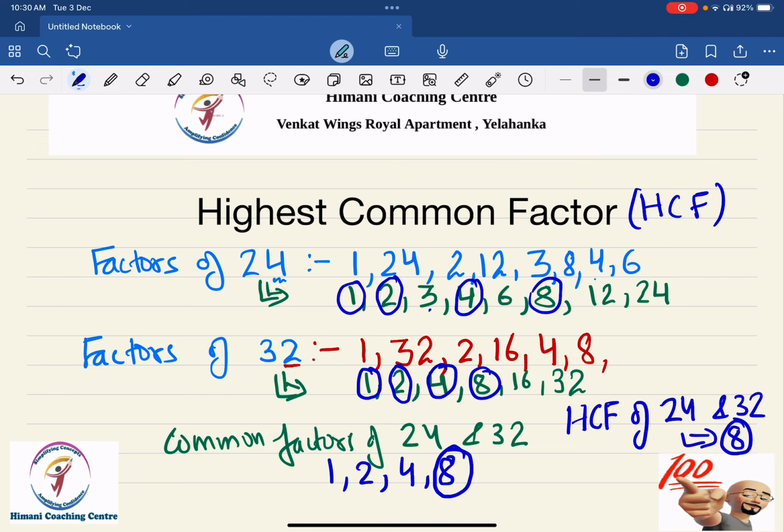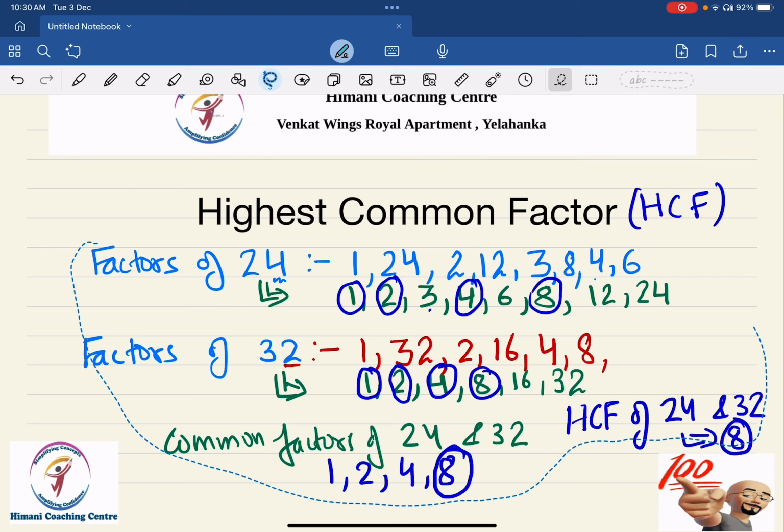We will learn another method as well, but for now I will give you a question and I would want you to find the highest common factor of those numbers. Make a note of this. You can pause the video and make a note of how we are finding first the factors of 24 and 32, then how we are finding common factors, and then how we are finding the highest common factor. Now let me give you a question.